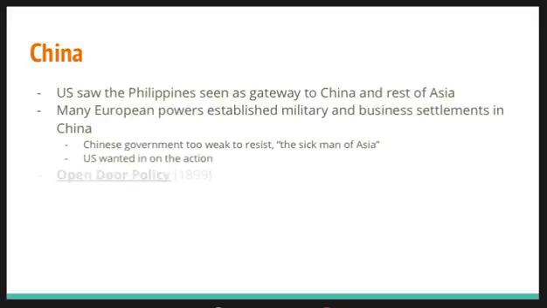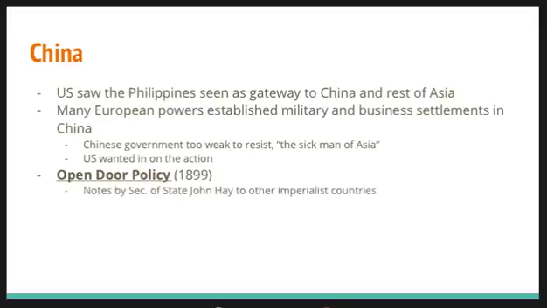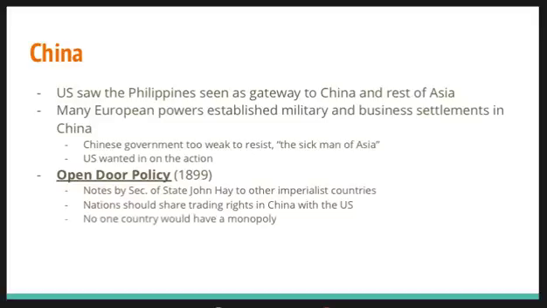The United States wanted in on the action, and so the Secretary of State, John Hay, the same Secretary of State who had called the Spanish-American War a splendid little war, and here's a little interesting fact, he used to be the secretary for President Abraham Lincoln. Anyway, John Hay advocates for something known as the open door policy, and he shared it with these other European imperialist countries and Japan. He argued that nations should share trading rights in China with the United States, and that no one country should have a monopoly over trade and resources in China.